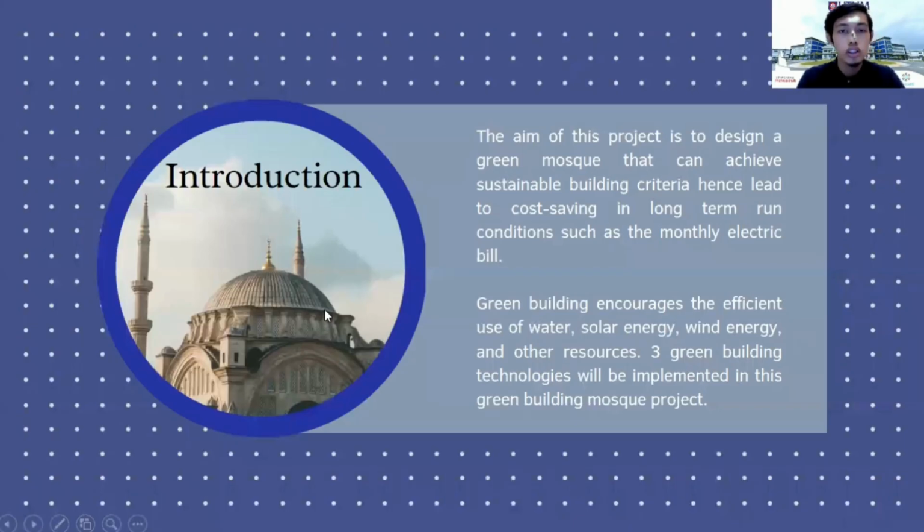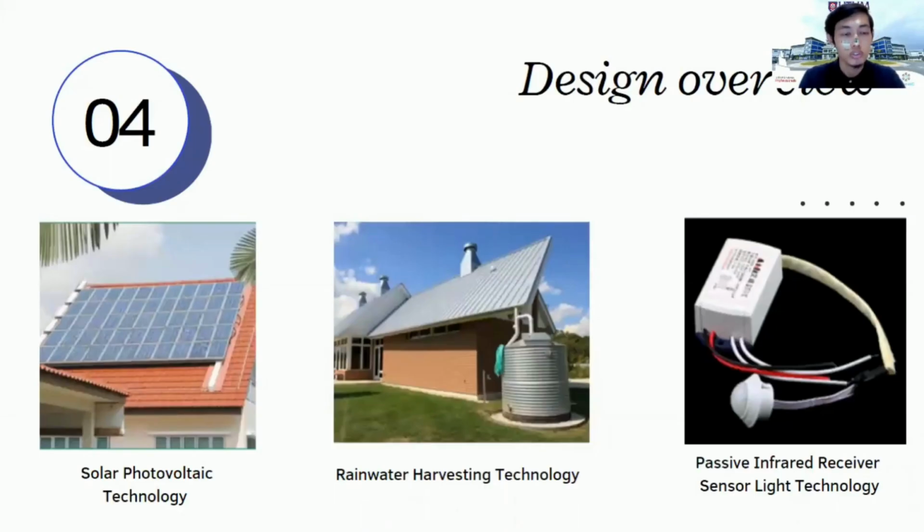Next. Firstly, introduction. The aim of this project is to design a green mosque that can achieve sustainable building criteria, hence leading to cost saving in the long term, such as the monthly electric bill. Green building encourages the efficient use of water, solar energy, wind energy, and other resources. There are three building technologies that we will present and implement in this project. Firstly, solar photovoltaic technology, rainwater harvesting technology, and lastly, passive infrared receiver sensor light technology.